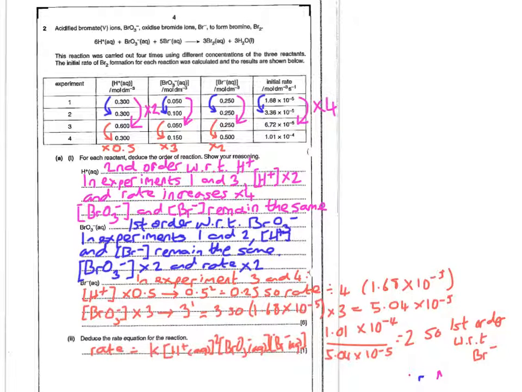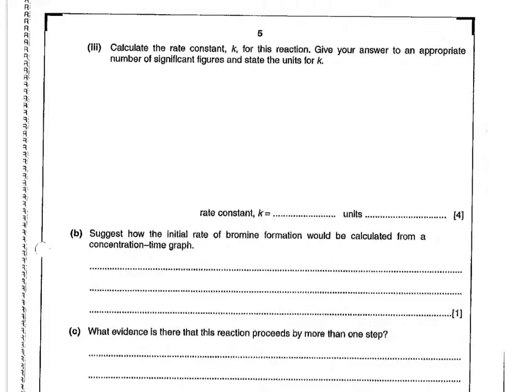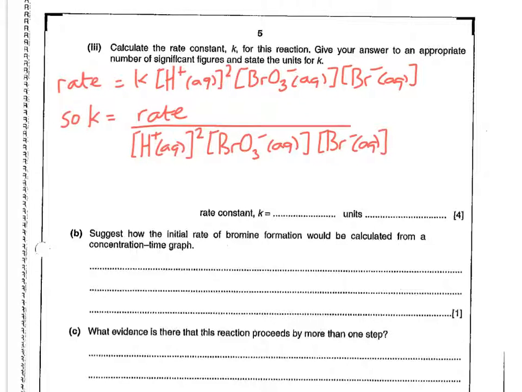Okay, so let's turn the page over and have a look at the next part of the question. So you start by writing out the rate equation, because they want you to calculate the rate constant, and then you rearrange the rate equation so that K is the subject. So now what you do is you take the equivalent data for H plus concentration, BrO3 minus concentration, and Br minus concentration from any one experiment.